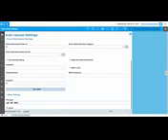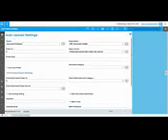The limit for uploading files is 25 megabytes. That means files above that size will not be uploaded into the system. Okay, so this is basically how you can mass upload the documents.